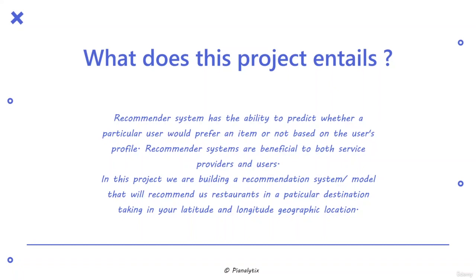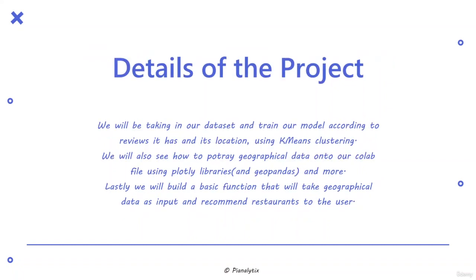In this project, we are building a recommendation model that will recommend restaurants in a particular destination, taking in your latitude and longitude geographical location. Details for the project: we will be taking in our dataset and training our model according to the reviews it has and the location it has using k-means clustering.